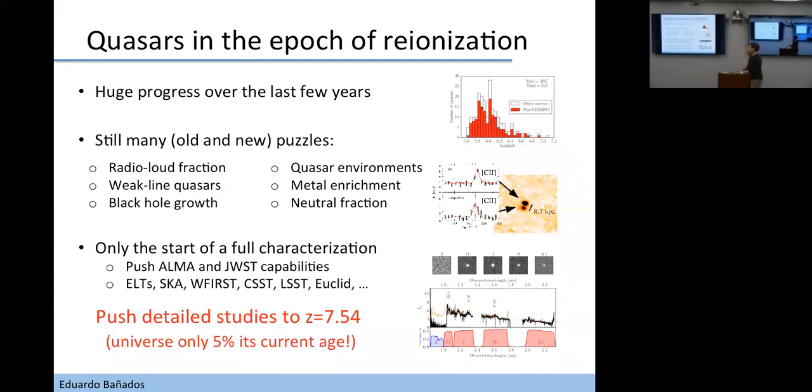We have metal enrichment, so there is black hole growth. And I think this is just the beginning of the full characterization. I'm really looking forward to pushing the capabilities of ALMA, which I think we are only starting now. And of course, using JWST and the next generation of telescopes. I just want to finish by reminding you that now we are able to push detailed studies all the way to redshift 7.5, when the universe was 5% of its current age. And this object is so bright and so evolved that I don't think it is the first quasar ever formed. And I think we will very soon find more. Thanks.